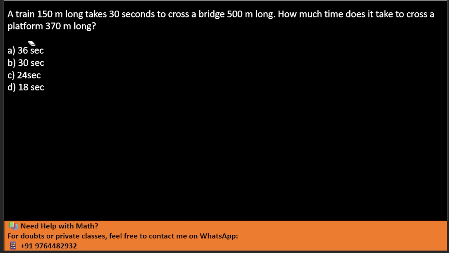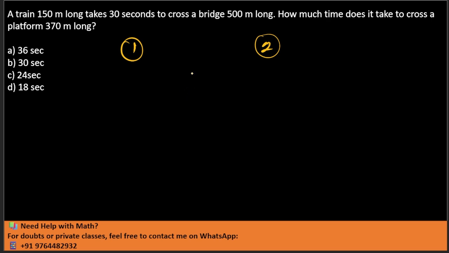We have given that a train 150-meter long takes 30 seconds to cross a bridge, and the length of the bridge is given, that is 500 meter. And how much time does it take to cross a platform of 370 meter long. So here we have two scenarios. In the first scenario the train is crossing a bridge, and in the second scenario the train is passing a platform.